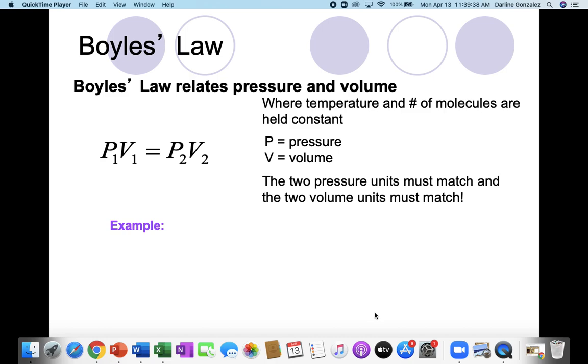The units must match. Remember, what does that mean? That means if you're using ATM, then pressure 1 is in ATM, and pressure 2 needs to be in ATM as well. If volume is being used in liters initially, then volume 2 has to be in liters as well. So always make sure your volume units match and your pressure units match.